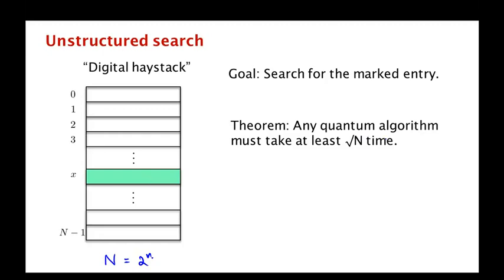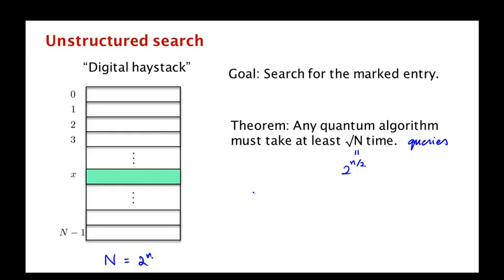Actually, what we meant by square root N time is it must make at least square root of capital N queries to this table. And since square root of capital N is 2 to the little n over 2, this is exponential time in the length of the input. So let me again say what our setting is.